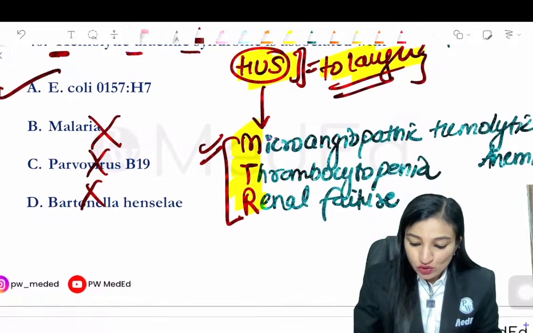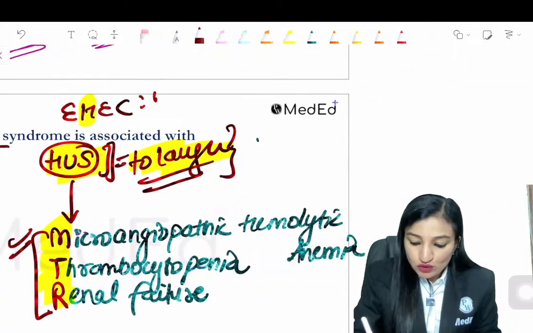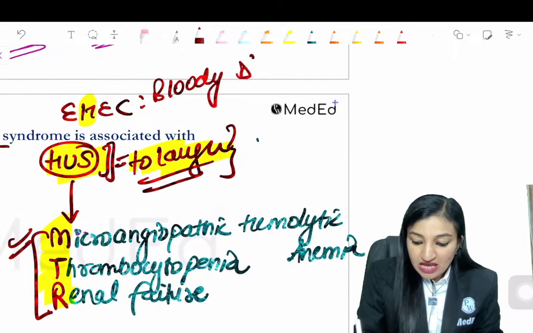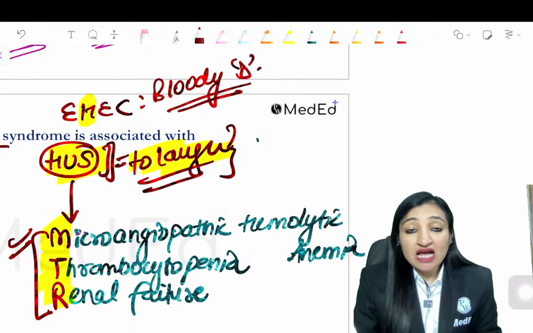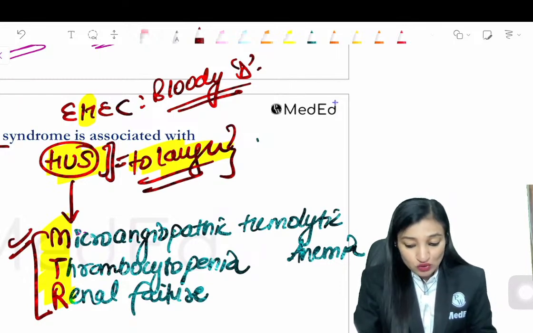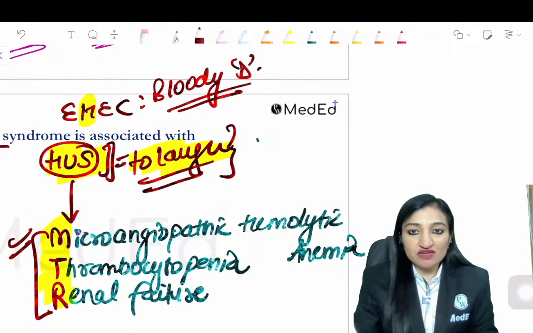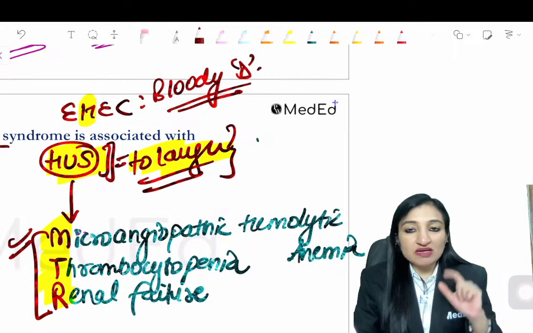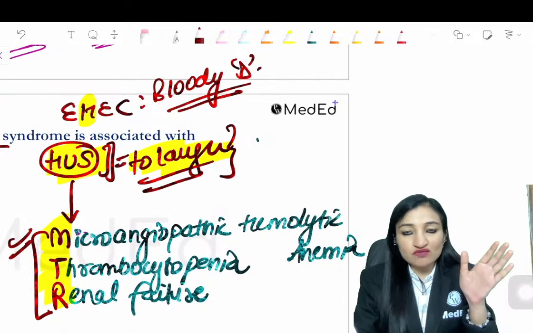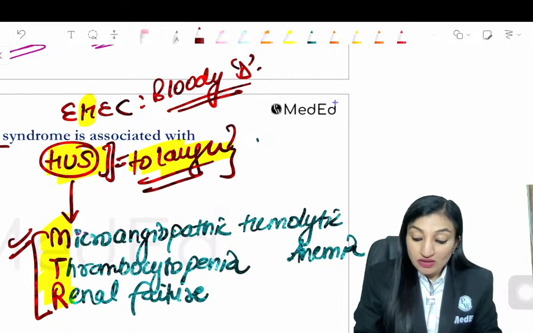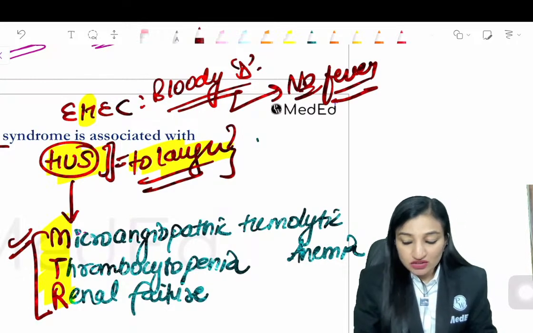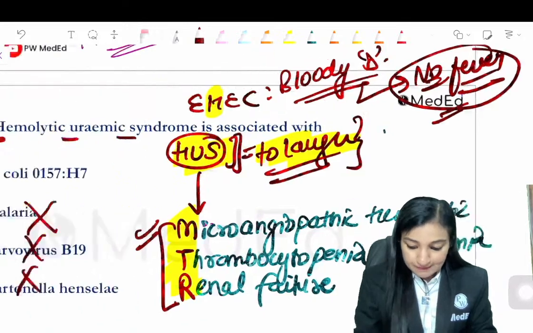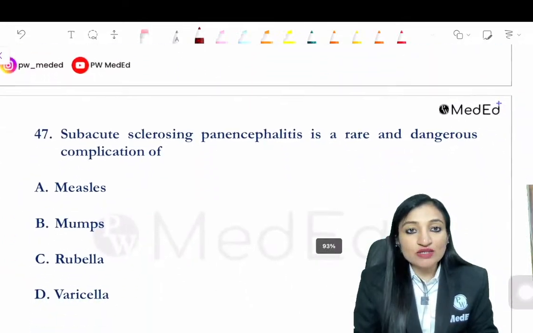One more thing I would want to tell you over here. EHEC causes bloody diarrhea. Now there was an MCQ where the patient presented with bloody diarrhea, and in the options there was EHEC and also Shigella, but the patient did not have fever. So how to choose between Shigella and EHEC? The other two options were easily ruled out. Bloody diarrhea caused by EHEC is hemorrhagic colitis. Remember, there is no fever. The patient does not have fever in this condition. Please remember this.